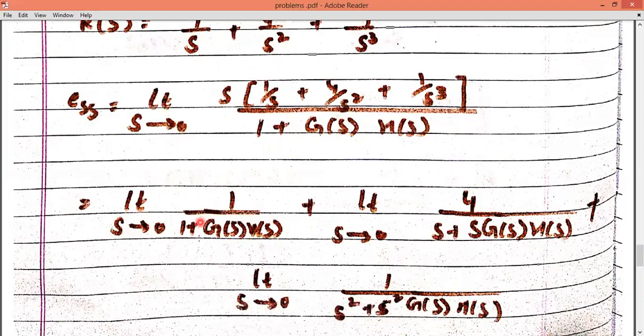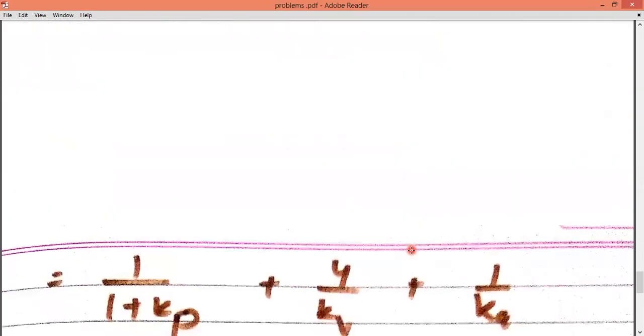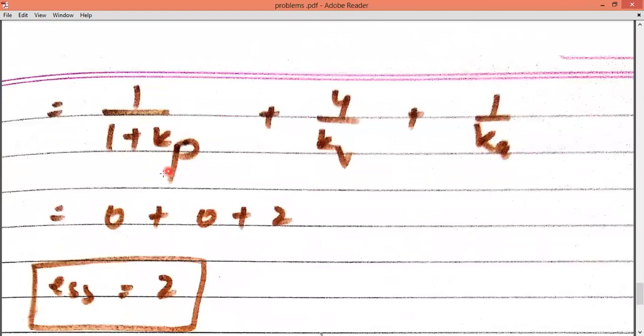Now this is forming the Kp, this is forming the Kv, and this is forming the Ka constant. So directly we can write the values of Kp, Kv and Ka. Now we can put the values of Kp, Kv and Ka: 1 plus infinity is nothing, so it is 0. Again it is 0. Then Ka, what we found there, 0.5. So we can write ESS equals to what? 2. So this is the value of the ESS signal.